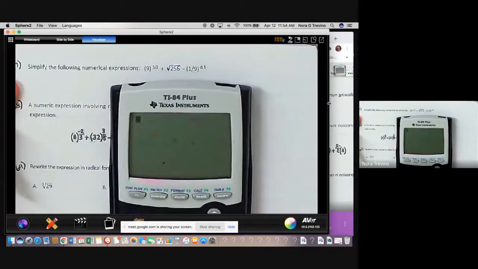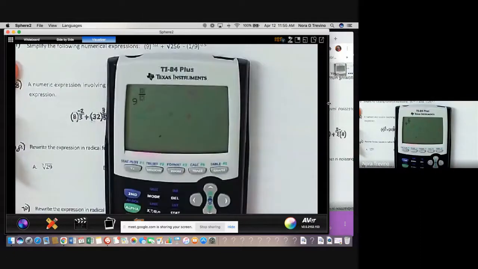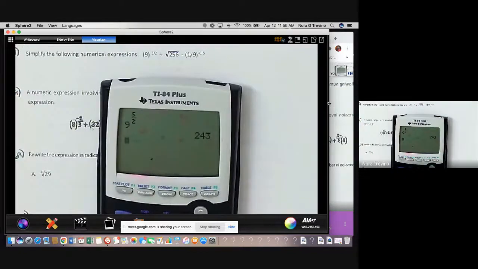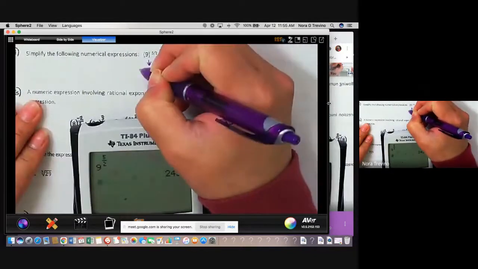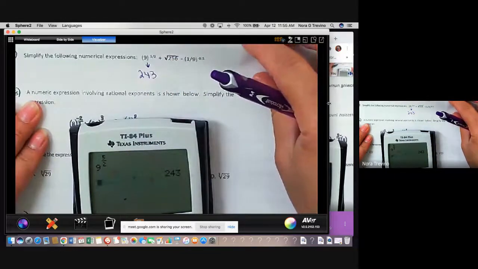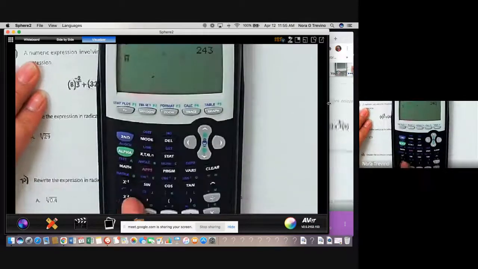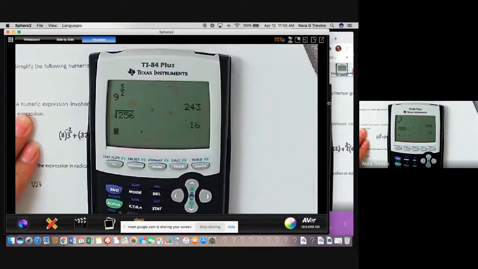So for example, 9 raised to the 5 halves. 9 raised, and remember how I put 5 halves? Alpha y equals enter, 5 halves. Enter. That's 243. Just this little part is 243. Then it says right here, let me double check that it's the plus sign. Okay, plus the square root of 256. Second, and then go right here to the x squared. Second, that'll be the square root, 256. That's 16.